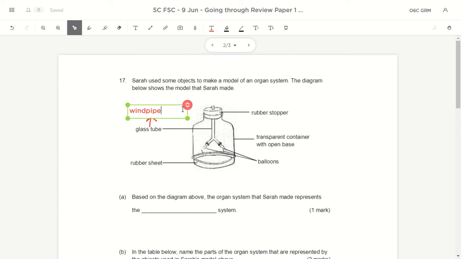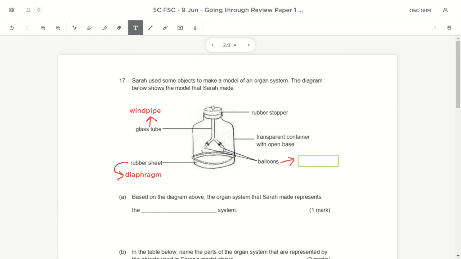Okay, this rubber sheet is actually representing the diaphragm, but for foundation, we didn't really go into what the diaphragm is for and everything. But we know that it's essential that the diaphragm is there, or else the lungs cannot expand and cannot become smaller as we breathe out. Okay, so the glass tube represents the windpipe, the rubber sheet represents the diaphragm, and of course these balloons will represent the lungs. Okay, so this balloon represents the lungs.